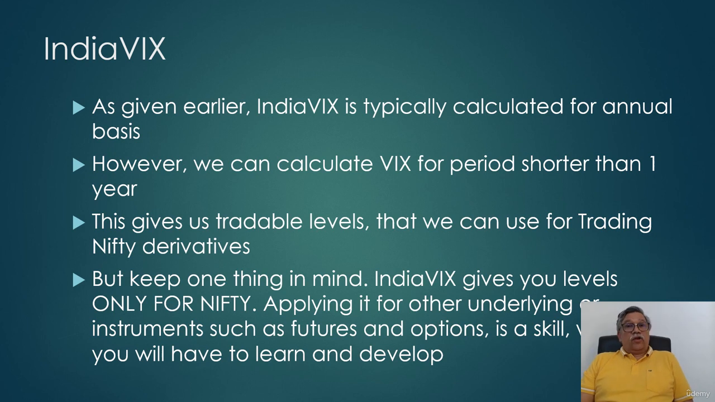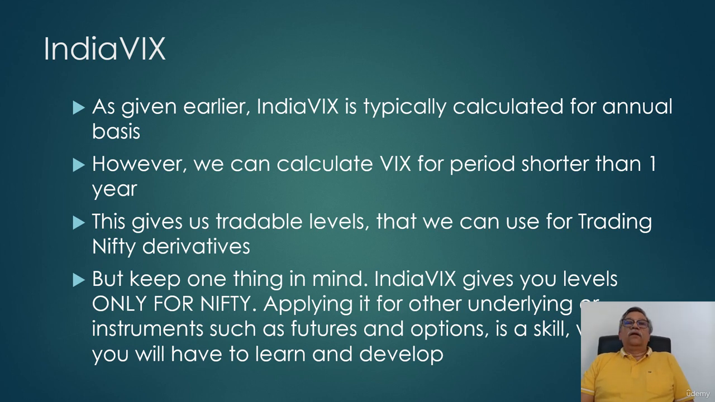IndiaVIX is average volatility calculated on an annual basis, and we can also calculate VIX for periods shorter than 1 year. How to do that? See the number of sessions of identical time span that fall in 1 year, and take the square root of that number. You divide annual volatility by that square root and you will get volatility in that period.